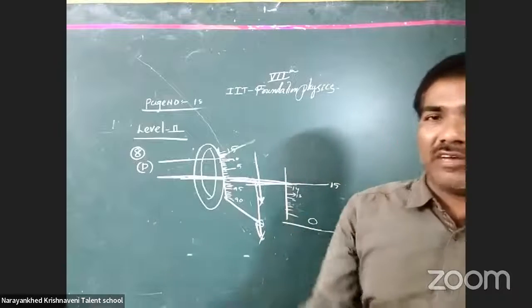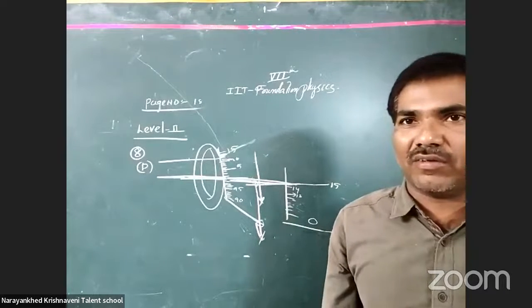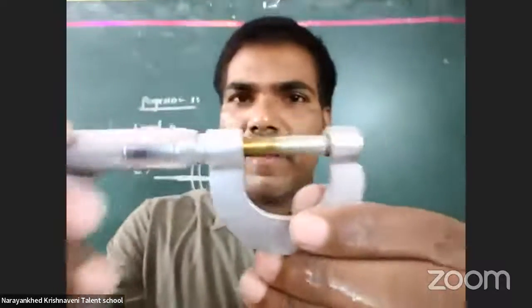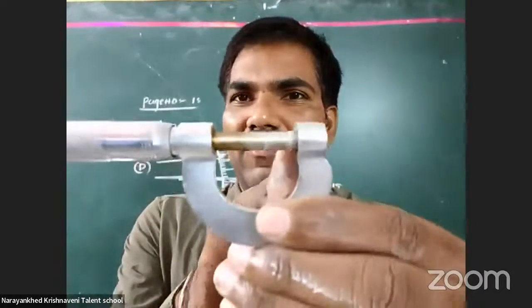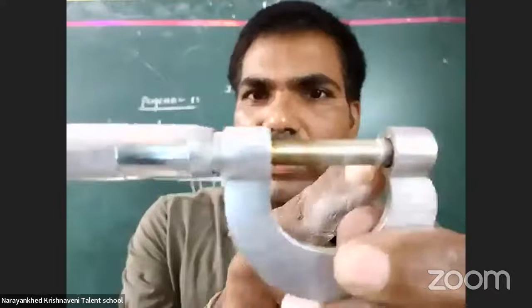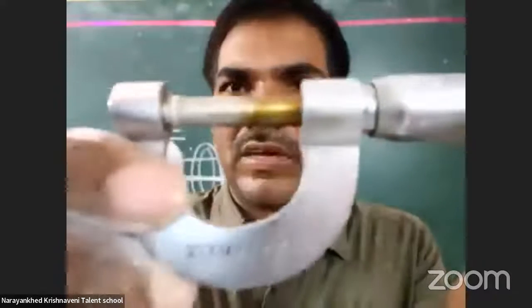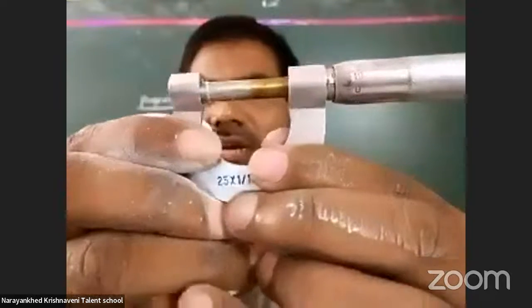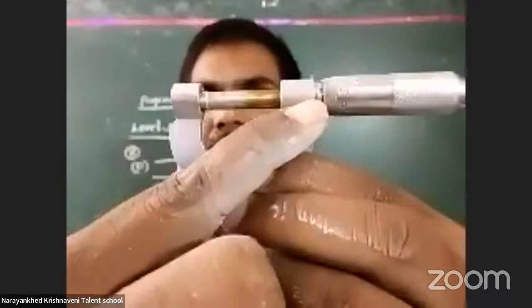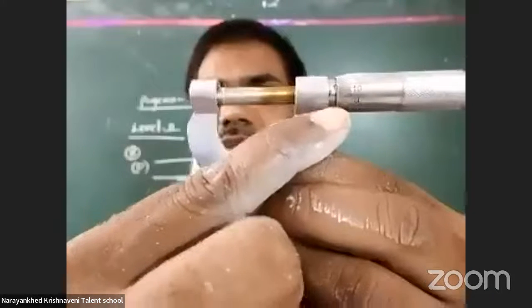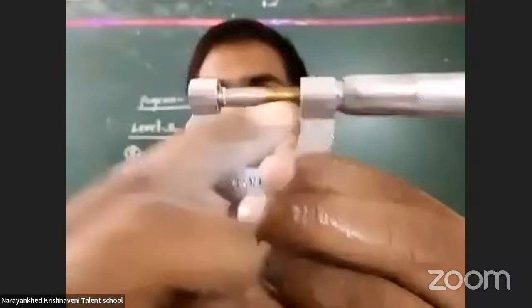The question may be given like that. Understood or not, all the students? Once again, I repeat it. Look at this screw gauge. There are two shafts, and one is coincided with the other here. Clear or not? Check it, there is one small line here, and it is not coincided with the zero. Zero is below this line. This is called positive zero error.